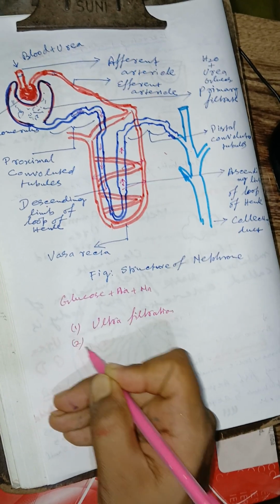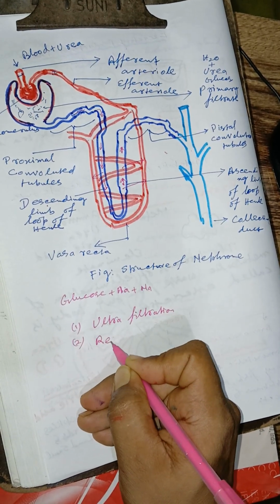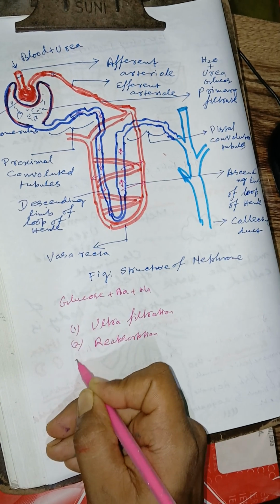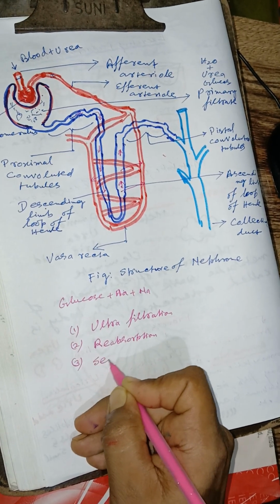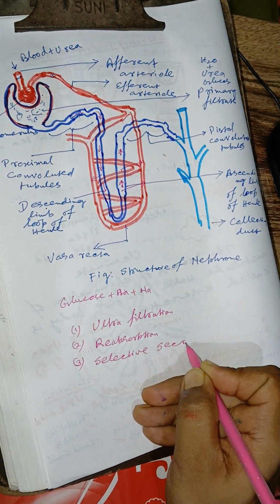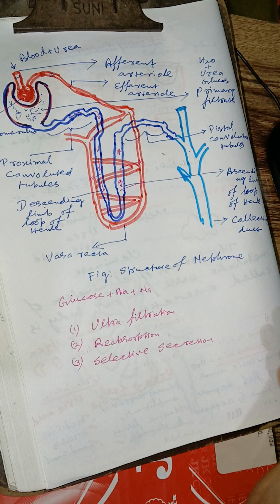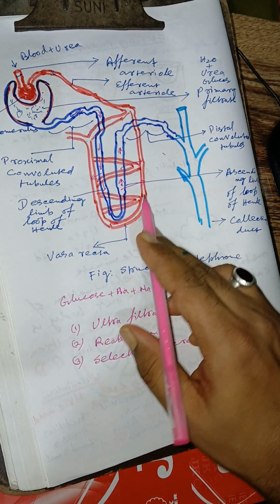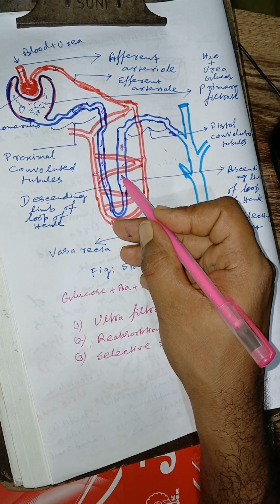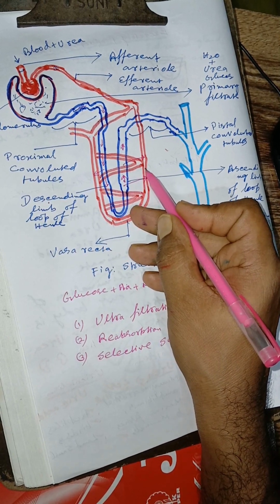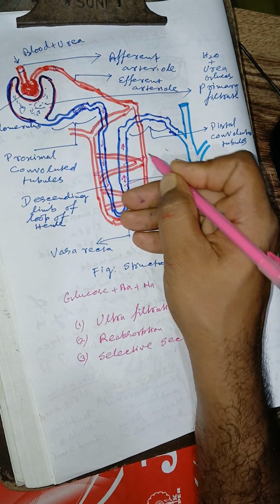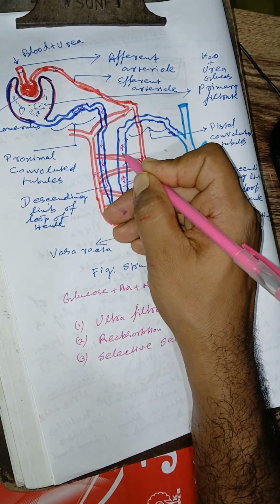Second step is reabsorption, and third step is selective secretion. What is selective secretion? What's the useless material? Means you know, कुछ लेने के लिए कुछ देना भी पड़ता है, so useful material have to take in the blood, कुछ ब्लड से यहीं पर देना भी पड़ता है. क्या देंगे? पोटेशियम आयन. Potassium ion go back from blood to here.